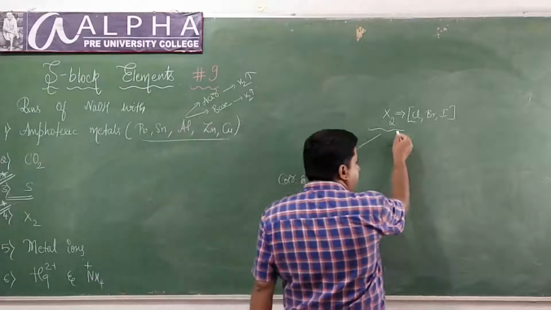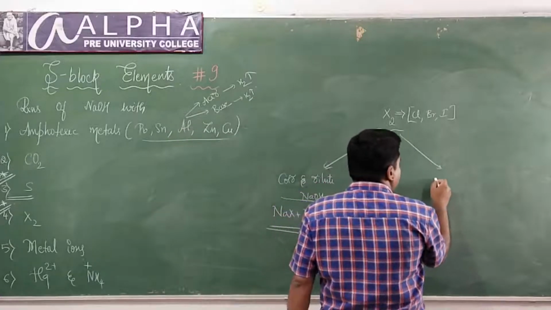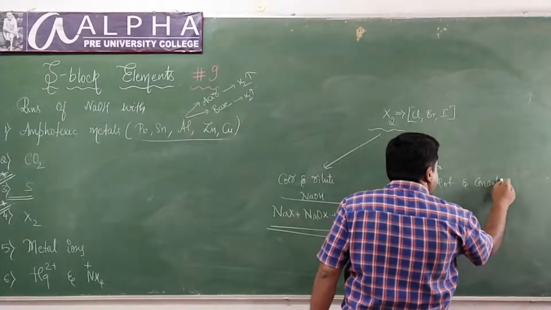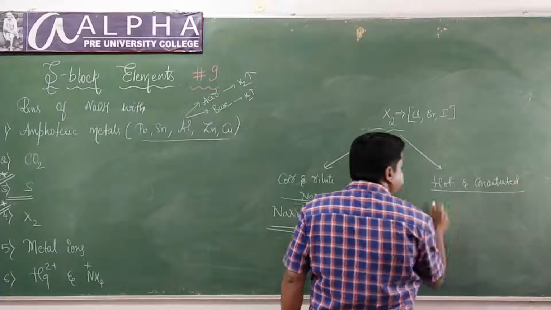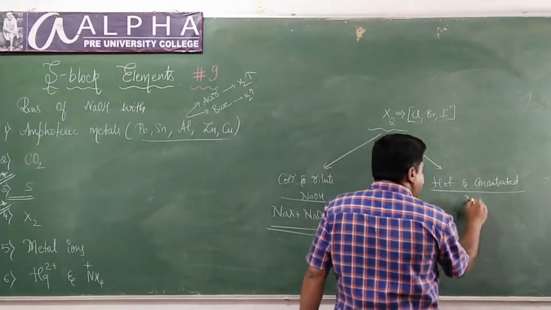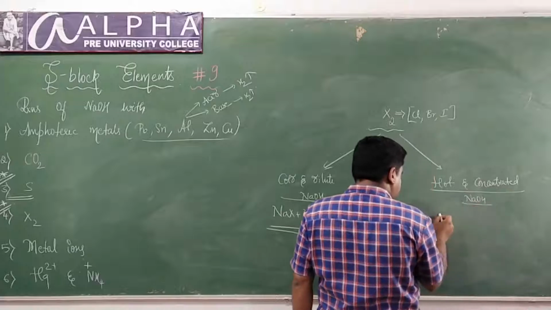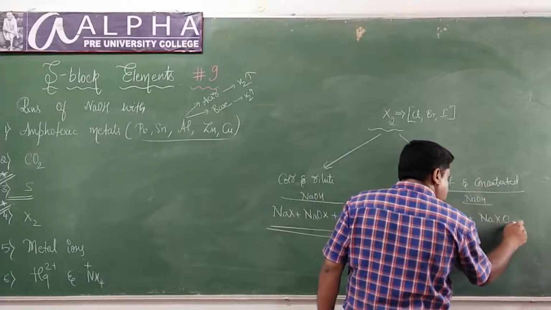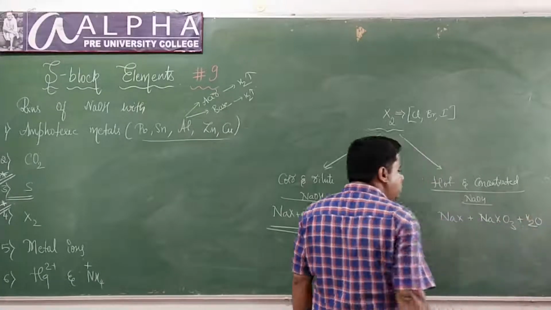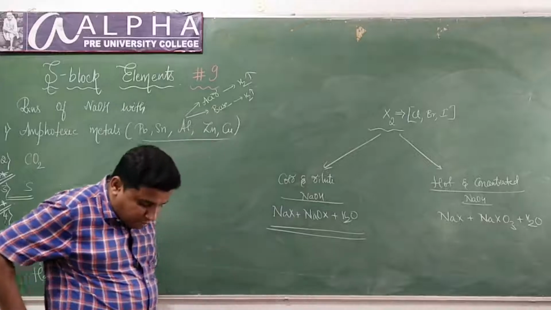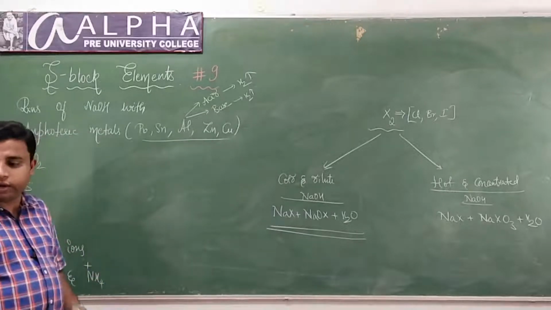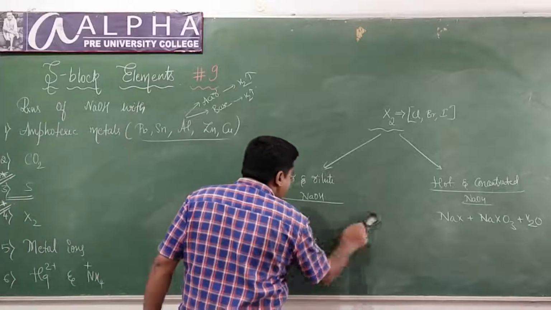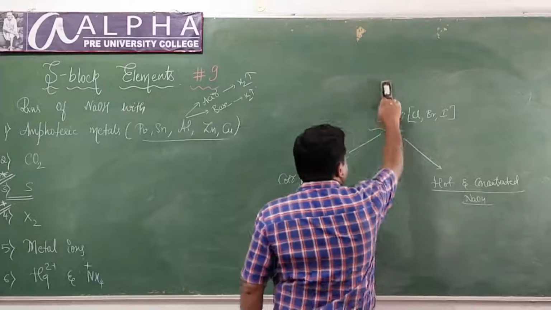Correct. And when the same halogens react with hot and concentrated NaOH, what are the products formed? We'll be getting sodium halide plus NaXO3 plus H2O. Simple. Now what about fluorine? I told you fluorine will react in a different way.